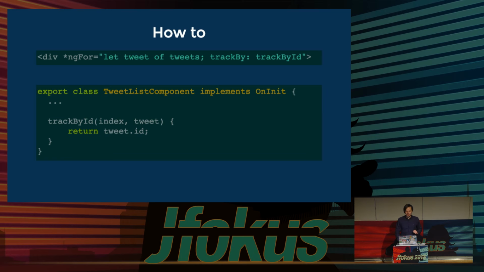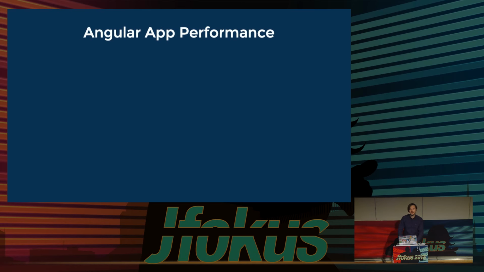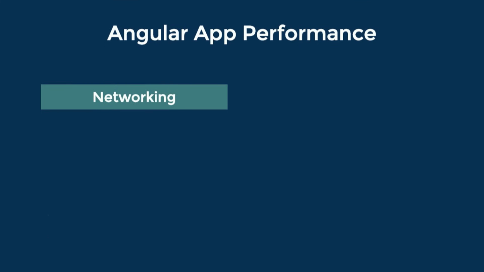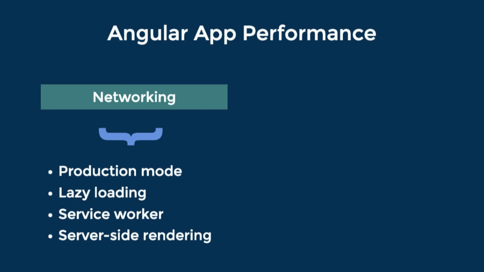Good, it's time to summarize. So let's go through all these points briefly again. Networking, what do we have here? Production mode, use lazy loading, use service worker as a part of progressivization of your application, and server-side rendering. SSR is not applicable to all the variety of projects, but at least it's worth trying.